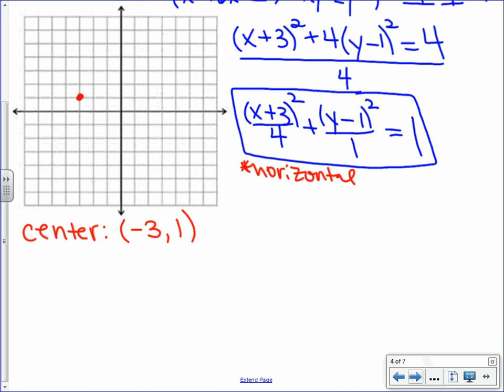A is always the bigger number. So 4 is our a squared. What does that make a? Okay. A tells us how far away our vertices are. What I'm going to call them are our major vertices.